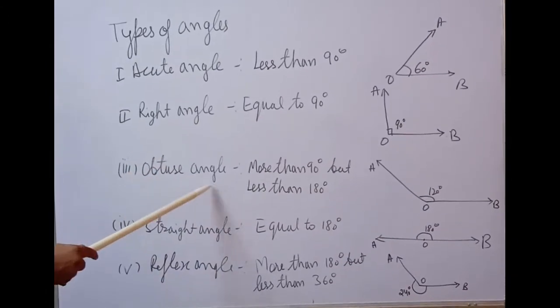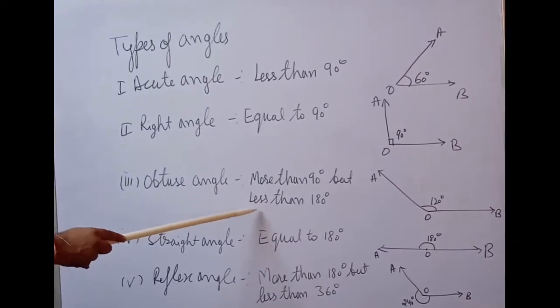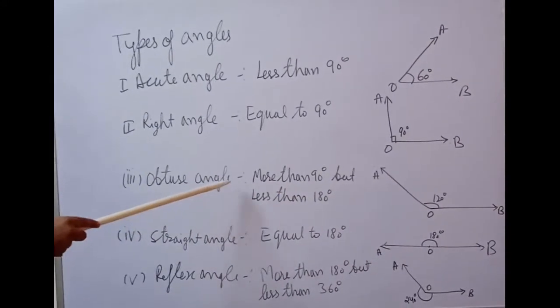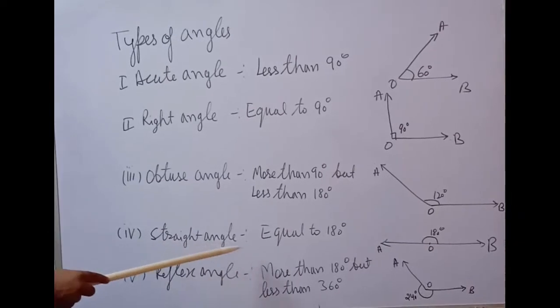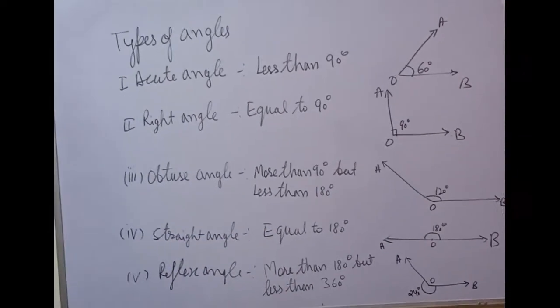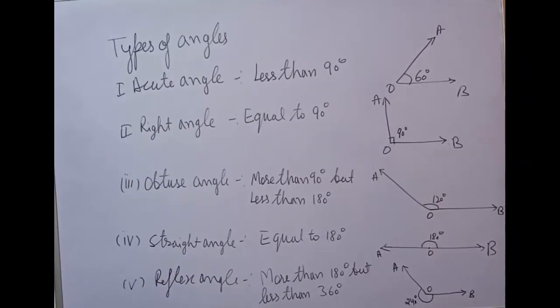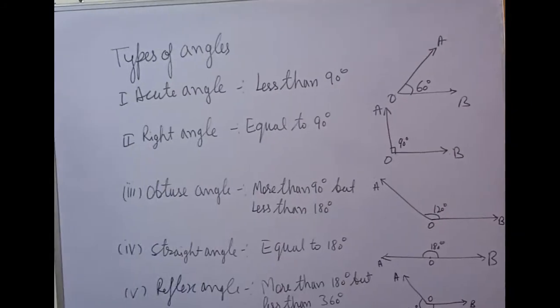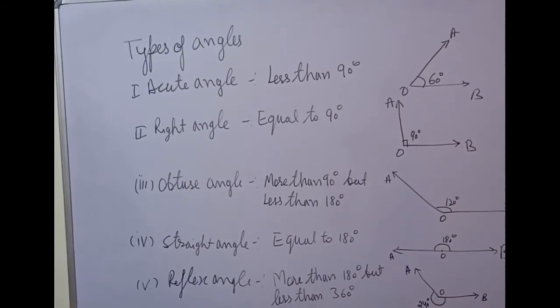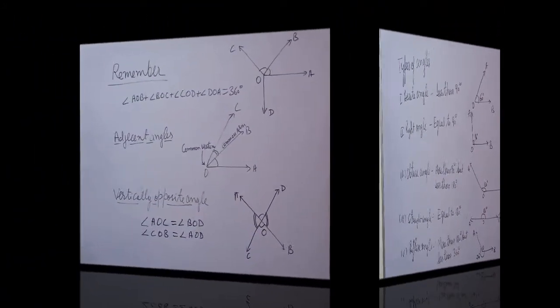Third is the obtuse angle. The angle which is more than 90 degrees but less than 180 degrees is known as an obtuse angle. Fourth is the straight angle. The angle which is equal to exactly 180 degrees is known as a straight angle. Fifth is the reflex angle. The angle more than 180 degrees but less than 360 degrees is always known as a reflex angle. So these are the angles. Learn the definition of these angles and remember it.